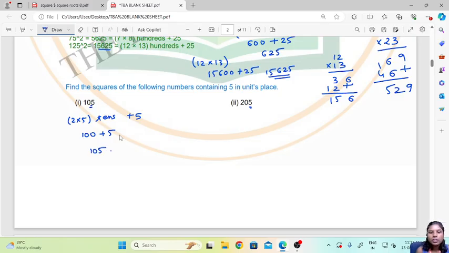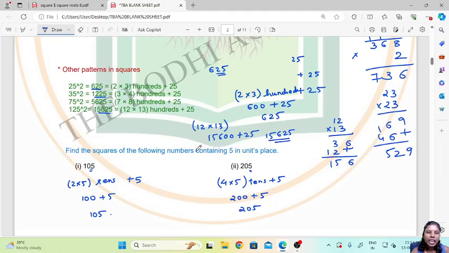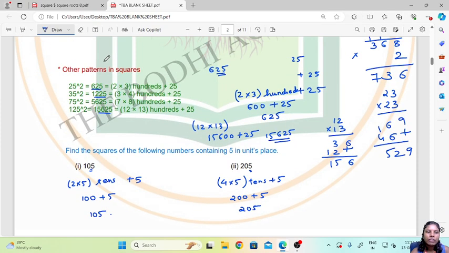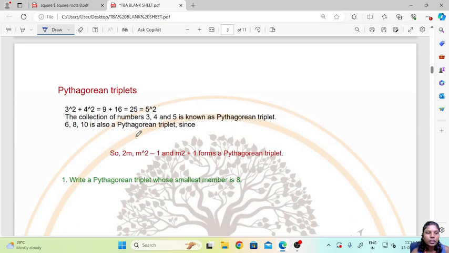Now 20 is 4 5s are, so 4 into 5, again we'll do tens plus 5. So 4 5s are 20, tens means 1 0 and plus 5, so that is 205. So this method can be used only if we have 5 in the units place, if we have 25 as the ending digits.